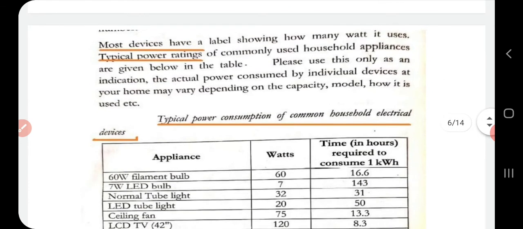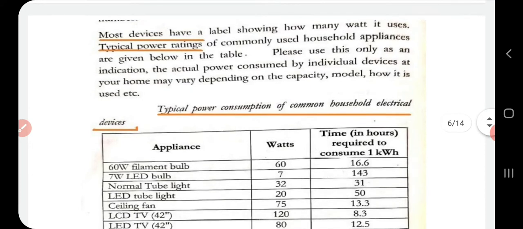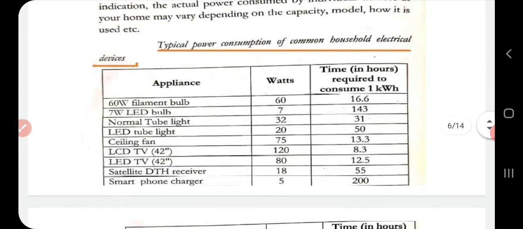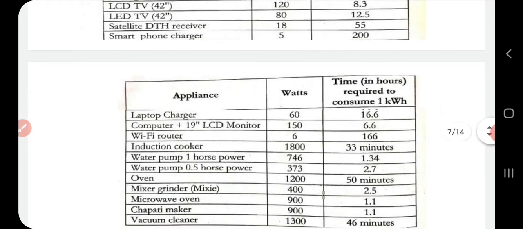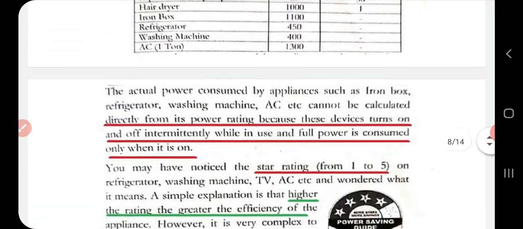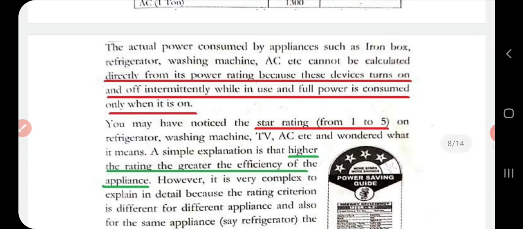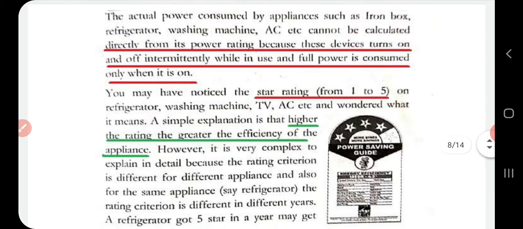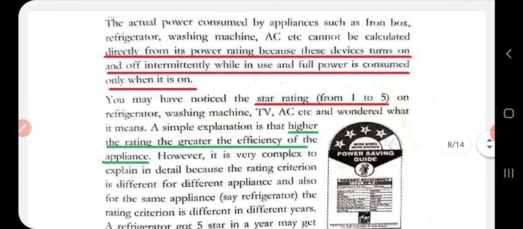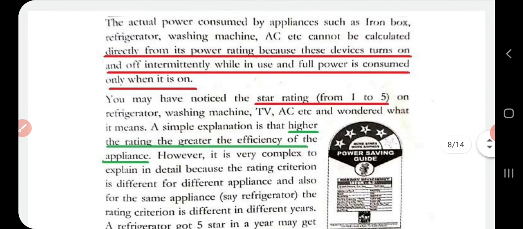Now most devices have a label showing how many watts it uses, and this is just a table showing that for each and every device. There's no need of memorizing all this, just have a look, that's enough. Okay. Now, the actual power consumed by appliances such as iron box, refrigerator, washing machine, AC, etc. cannot be calculated directly from its power rating. Why? I have already told the reason.